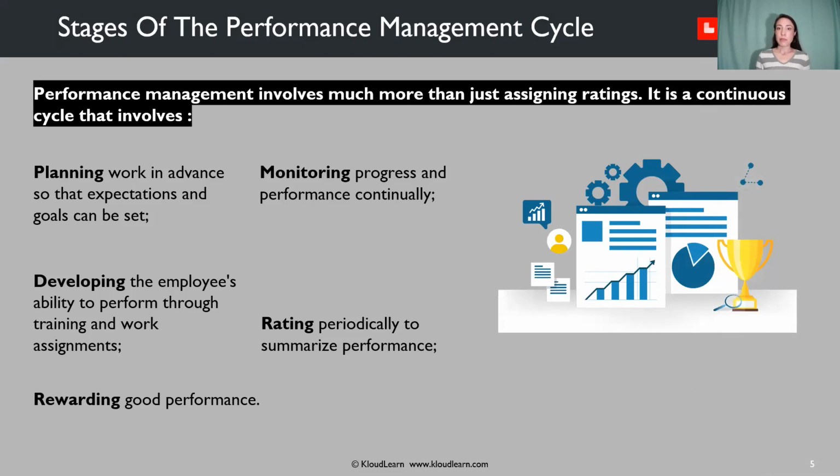What are the stages of the performance management cycle? Performance management involves much more than just assigning ratings. It is a continuous cycle that involves planning, developing, monitoring, rating, and rewarding. This means planning work in advance so that expectations and goals can be set, monitoring progress and performance continually, developing the employee's ability to perform through training and work assignments, rating periodically to summarize performance, and finally, rewarding good performance.